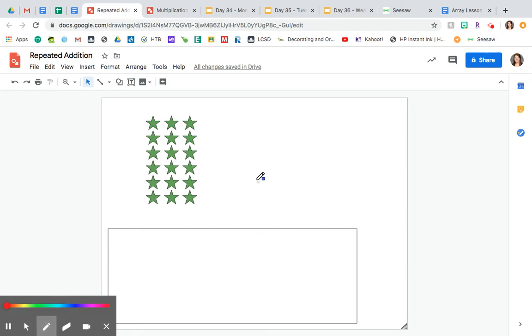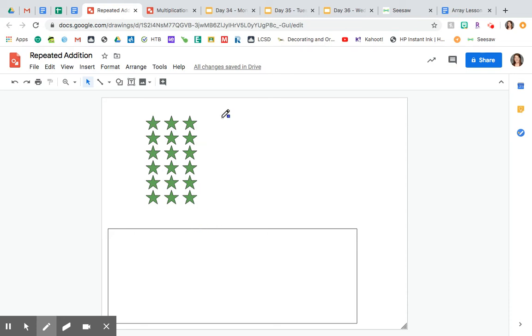So when we look at this array of green stars, I have 3 columns and 6 rows. So when I go to write my repeated addition, now here's the thing on repeated addition, the add-ins are all going to be the same. So that means all of my add-ins are either going to be a 3 or all of my add-ins are going to be a 6. And I can write 2 repeated addition sentences for this. So I can add the number of columns 6 times.